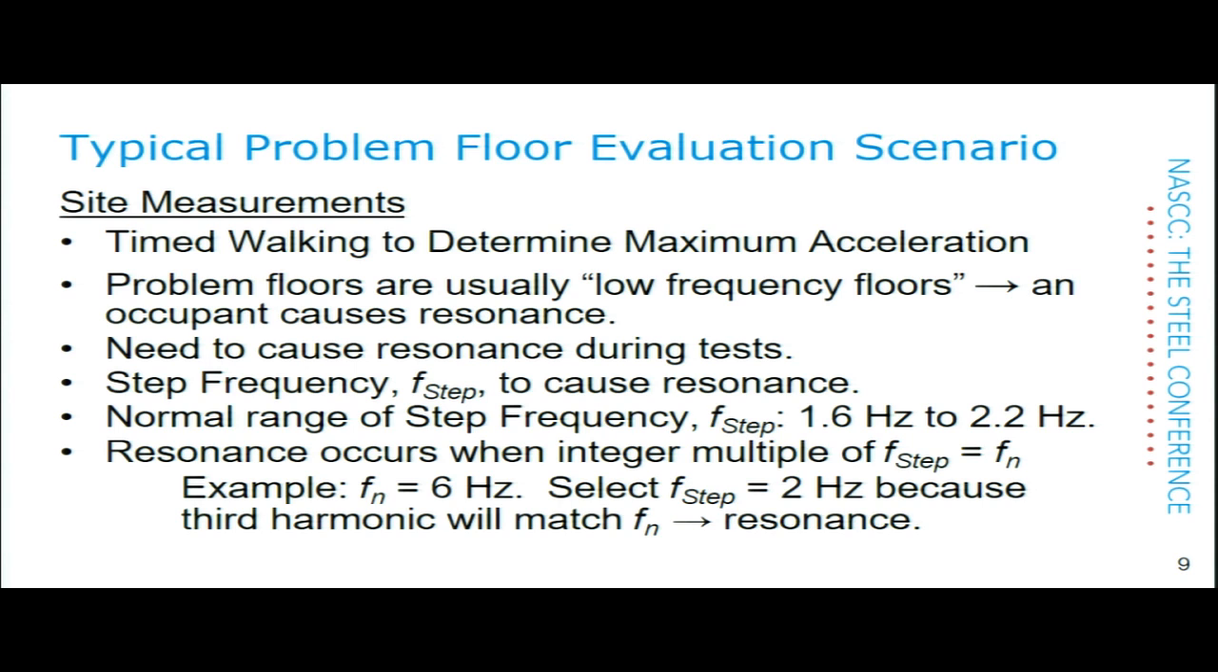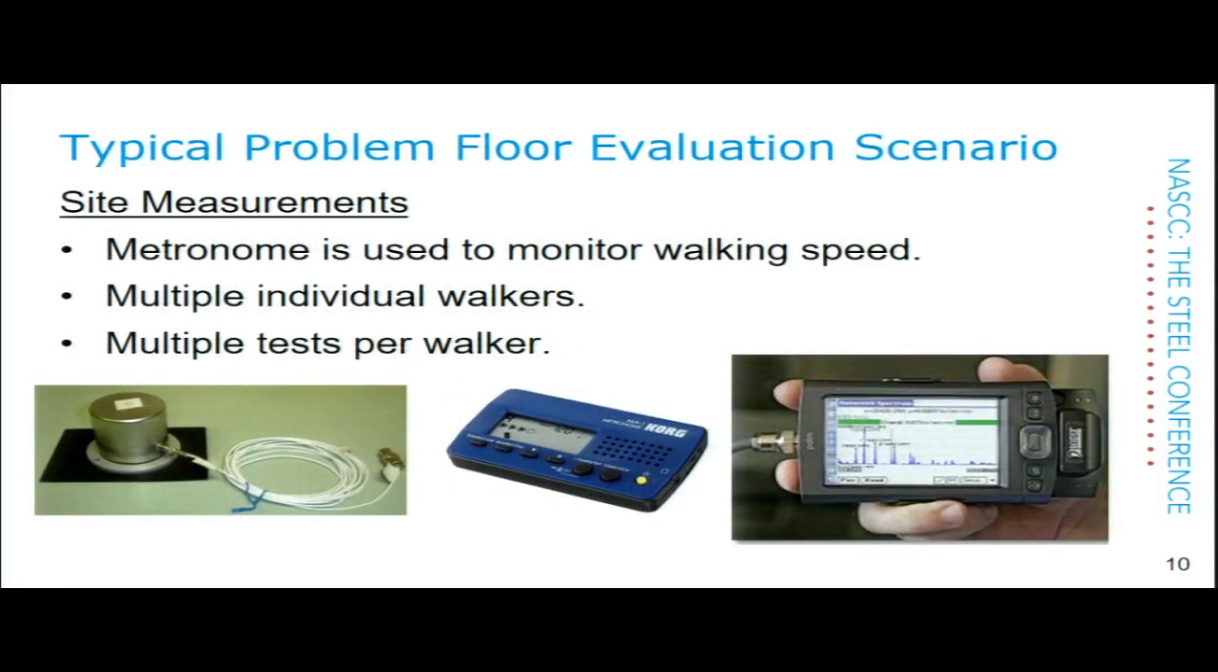If we divide by 2, we get 3 hertz, that's outside of the range. Divide by 3, we get 2 hertz, that's within a normal walking range of 1.6 to 2.2 hertz. So that's the walking speed that's going to cause the maximum acceleration response. And that's what we're going to do to determine that response on the problem floor. How do we do this? Well, we use a metronome. It's used to monitor the walking speed.